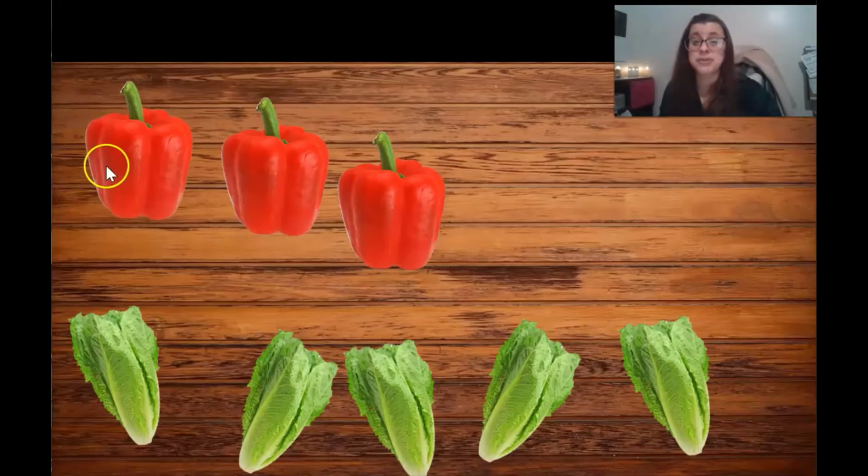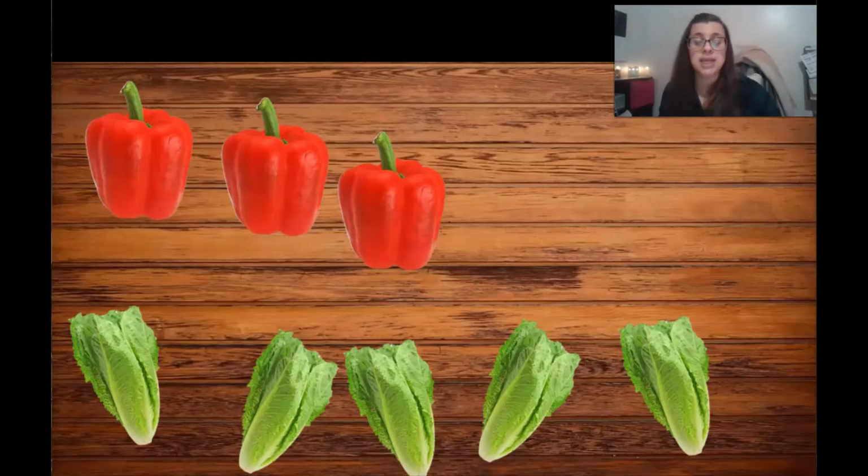Let me count the peppers. 1, 2, 3. I have 3 peppers. 1, 2, 3, 4, 5. I have 5 heads of lettuce. I know 5 is a bigger number than 3, so I'm kind of thinking I have fewer peppers than lettuce.